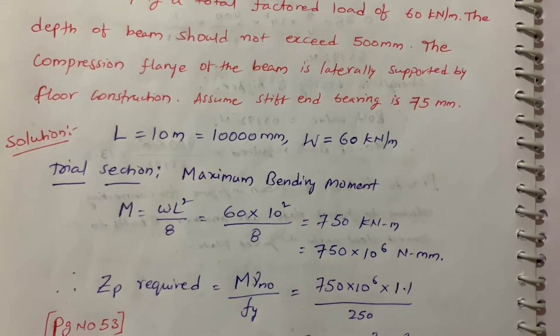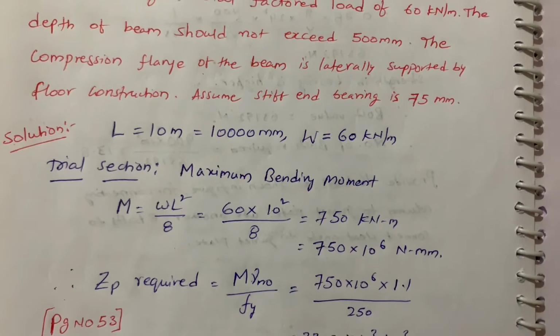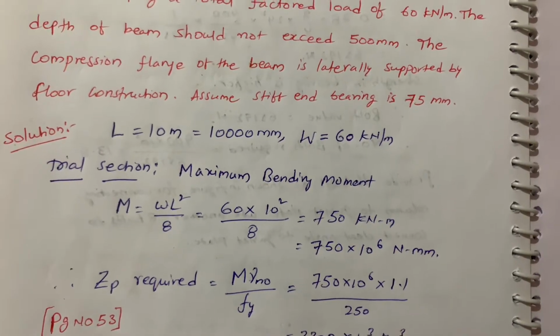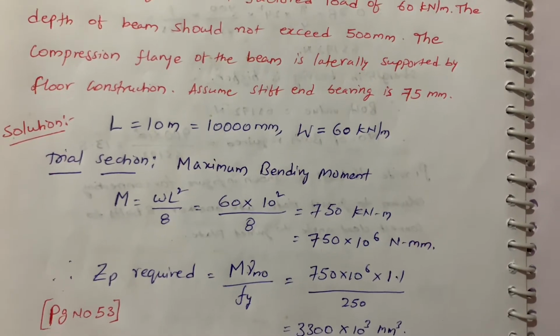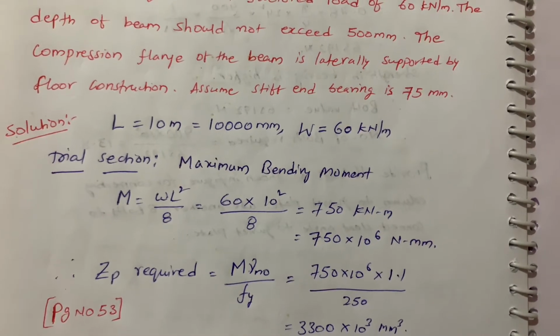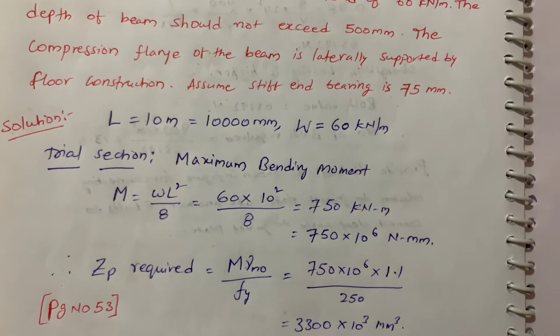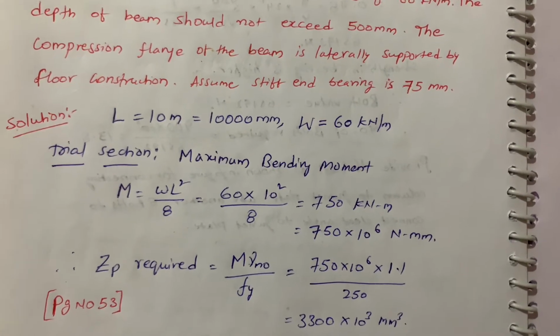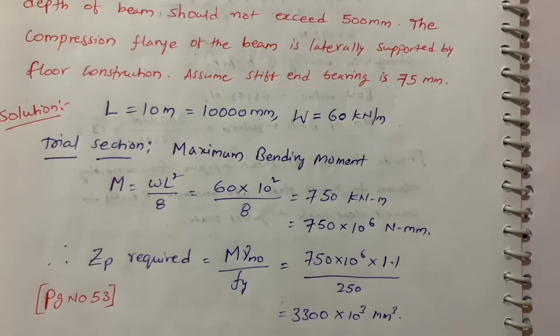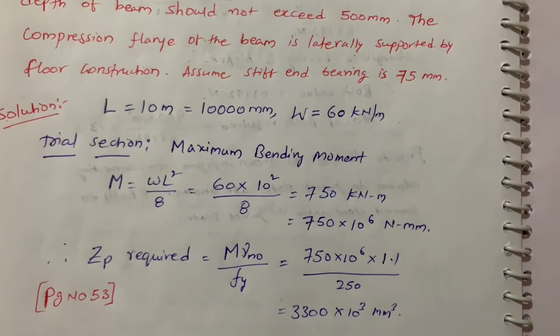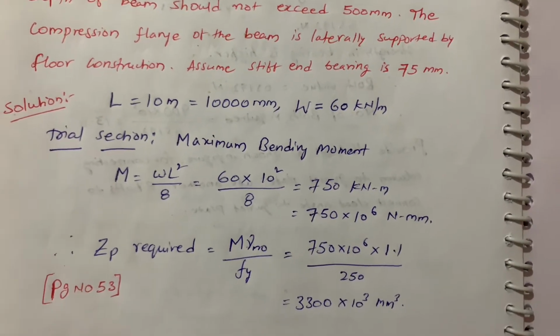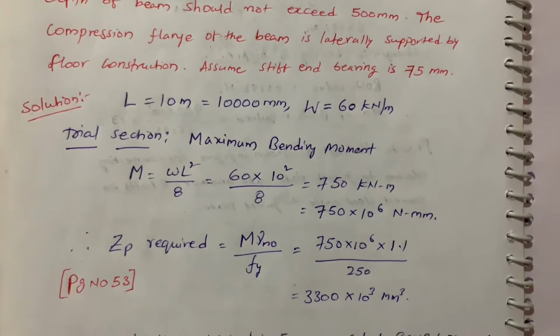I got 750 kilonewton meter, and ZP required. So the plastic section modulus we need to calculate. For ZP required, the formula is M into gamma m naught by Fy. In page number 53 the formula is available. So the M value we know, and gamma m naught is the partial safety factor and Fy is the yield stress. So I got the value.